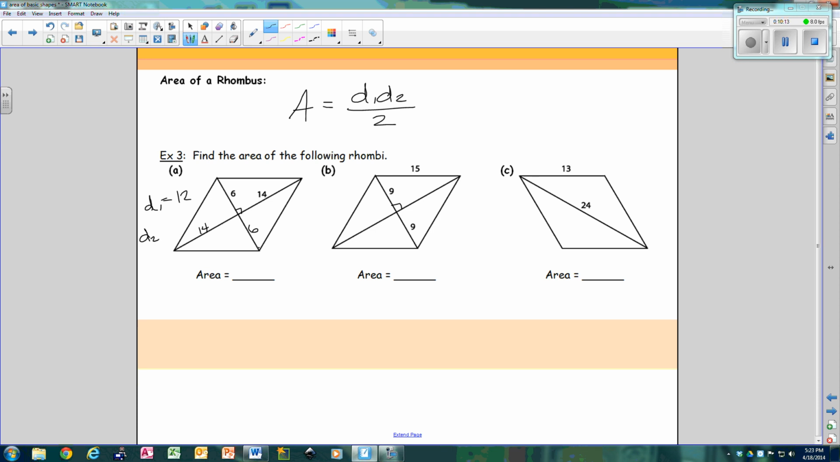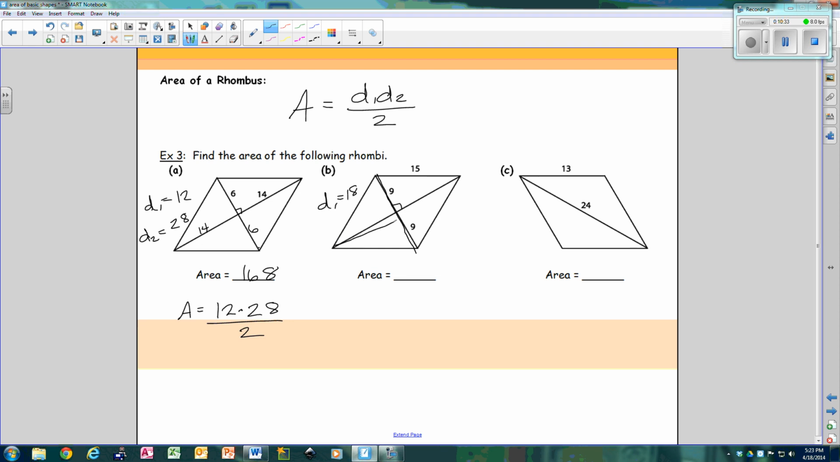Diagonal 2 is this whole piece, which is 28. So formula, diagonal 1 times diagonal 2 divided by 2. And you get 168. Okay, and this diagonal is 18. So diagonal 1 is 18.